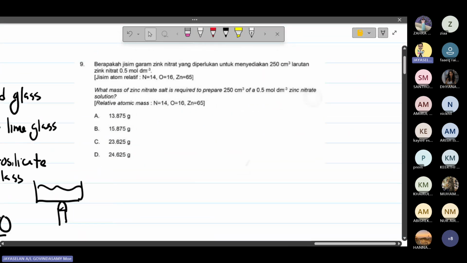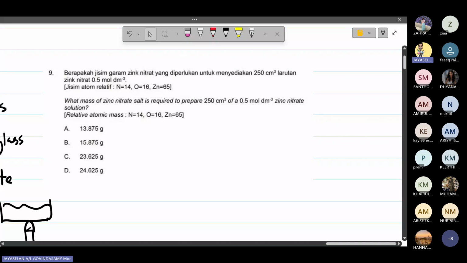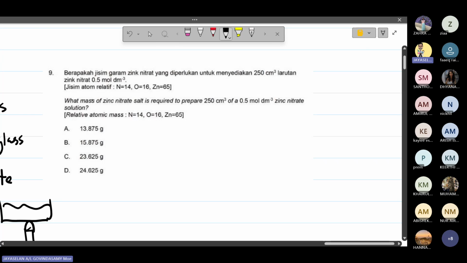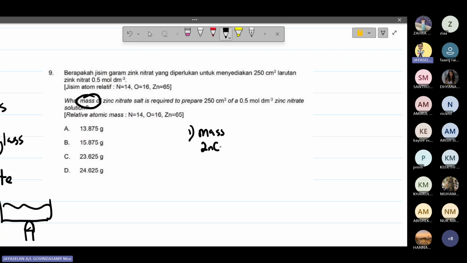This question very easy, but a lot of students tak boleh buat, tak tahu. But you all can do lah, you all smart, right? Okay, this is under acid and base. What is the mass? They ask the mass, right? What is the formula to calculate mass? Mass of Zn(NO3)2. Apa formula untuk kira mass? n times molar mass.